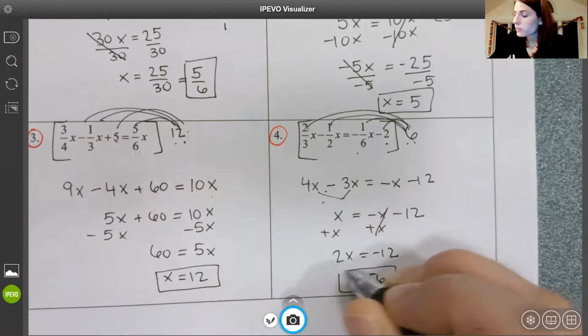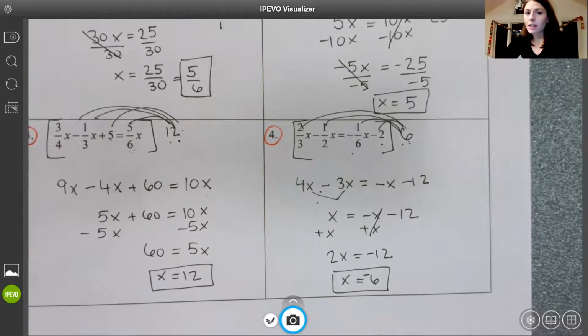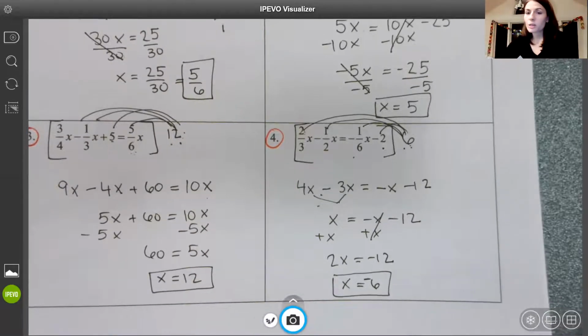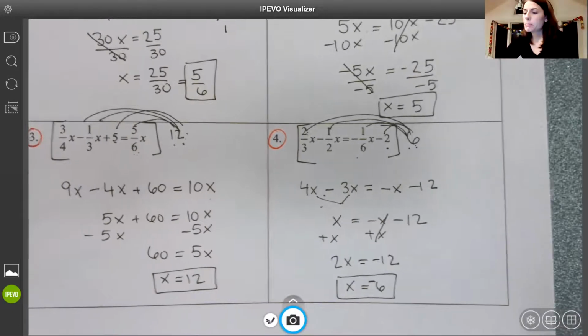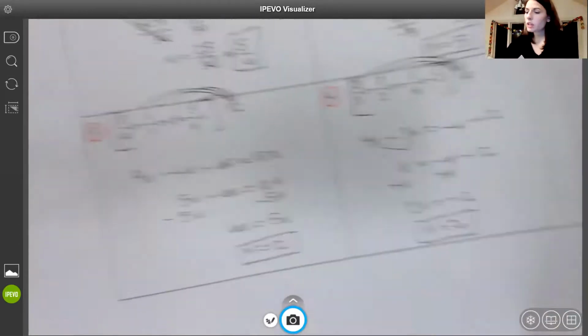equals negative 6. Okay, so you'll get some more work with clearing fractions on your homework. It's tricky. Practice is what's going to make it feel a little bit less tricky, but this is something definitely we'll continue working on.